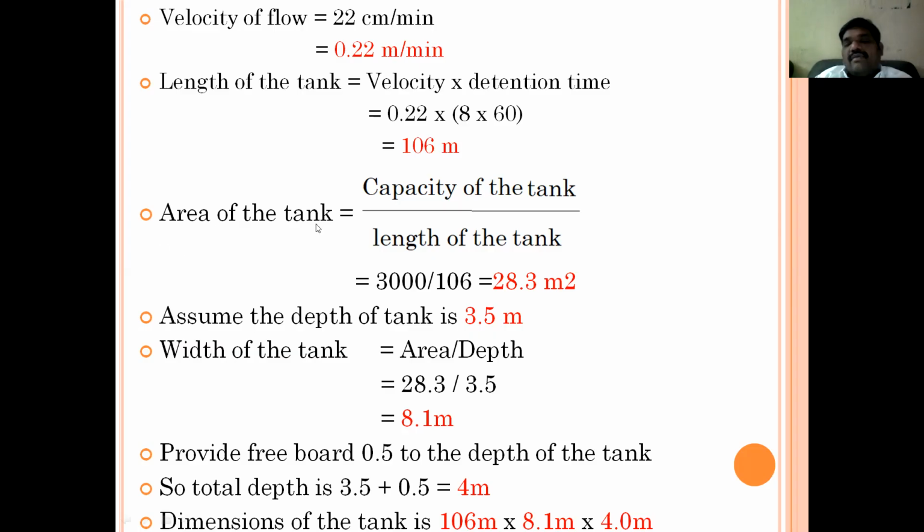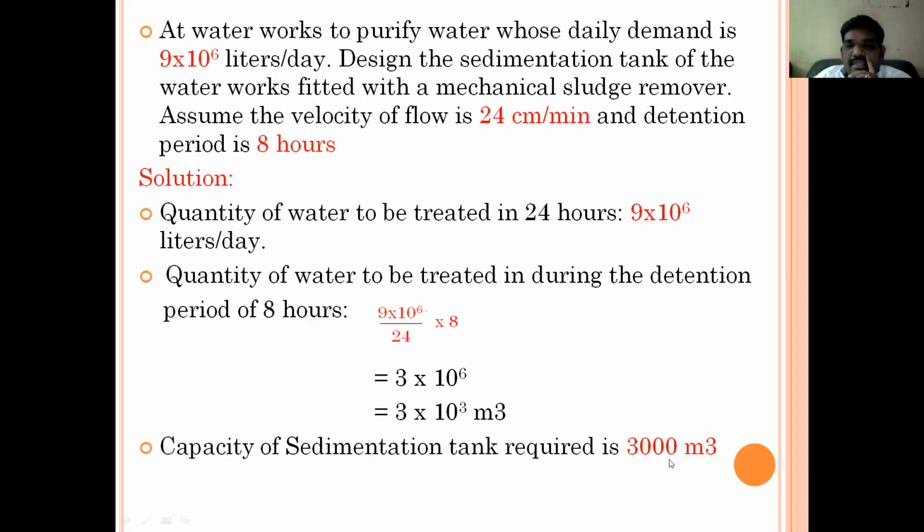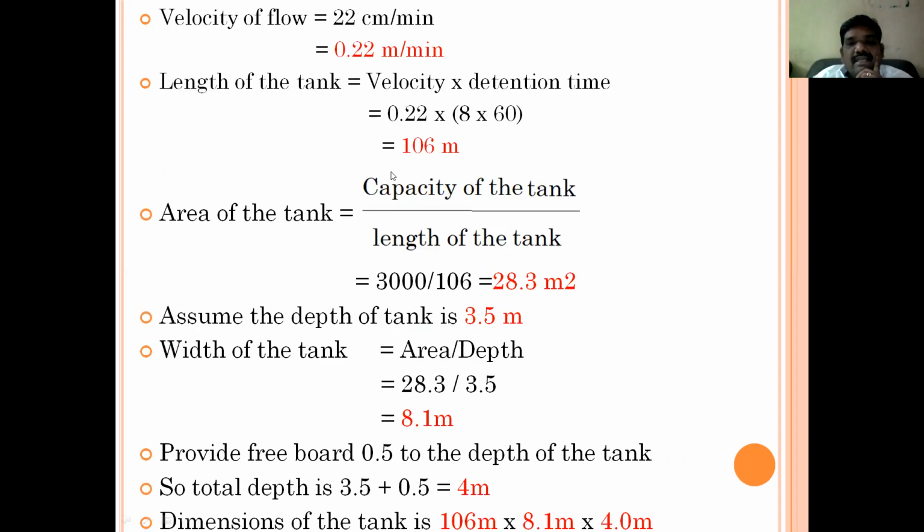Area of the tank that is required. We got the length, we got the capacity that is required, and now we need the area. The formula is capacity of the tank by length of the tank. What is the capacity we got? 3000 cubic meters by the length of the tank. What is the length of the tank here? 106 meters. Let's take the calculators. 3000 by 106. That is now in square meters, as 106 meters and 3000 cubic meters, that is 28.3 square meters.